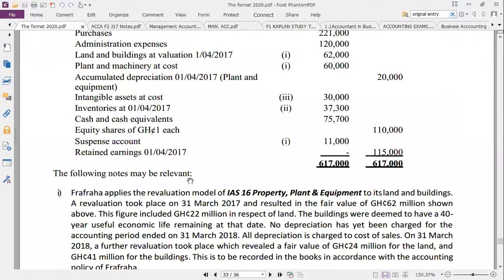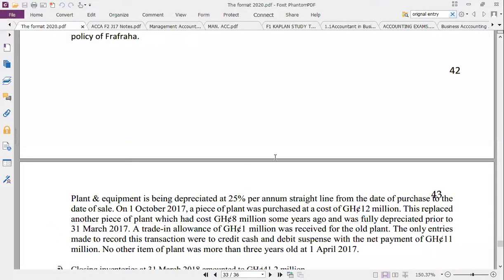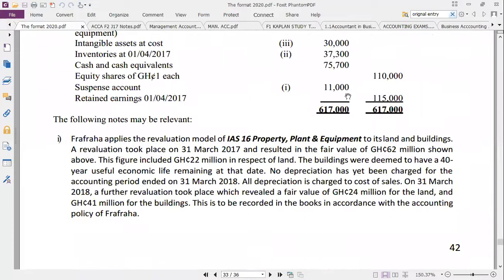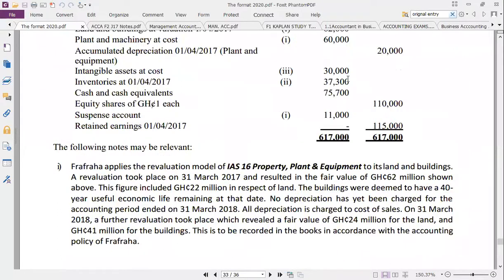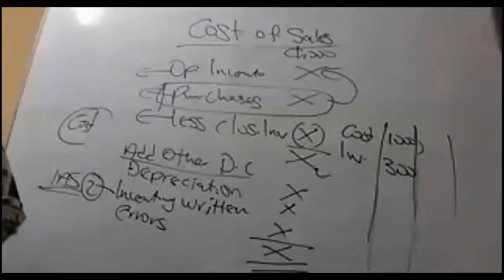So here, if you want to get the cost of sales, you start with opening inventory plus the purchases, and then less the closing inventory. Before you consider any other item, I'll be getting it. So this is your trial. In fact, I've solved it too. Just try it. Okay. So that is it. Now I am done with the cost of sales. Good.